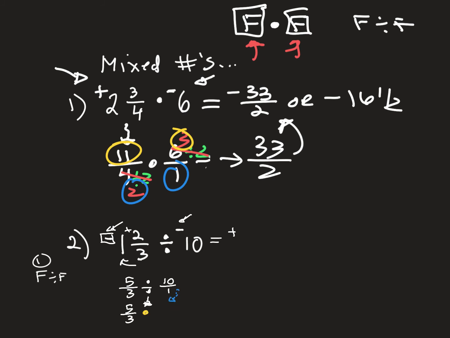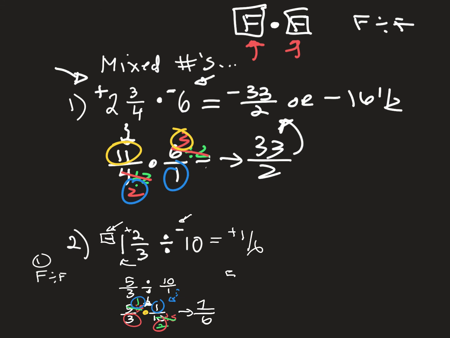Then we're going to keep the first fraction the same, change division to a multiplication problem, as long as we remember to reciprocate, or flip, the second fraction. I notice that these are both divisible by 5, and so that's going to give me 1 and 2 in those locations. Then I can multiply straight across, and that gives me 1/6. So my answer is 1/6.